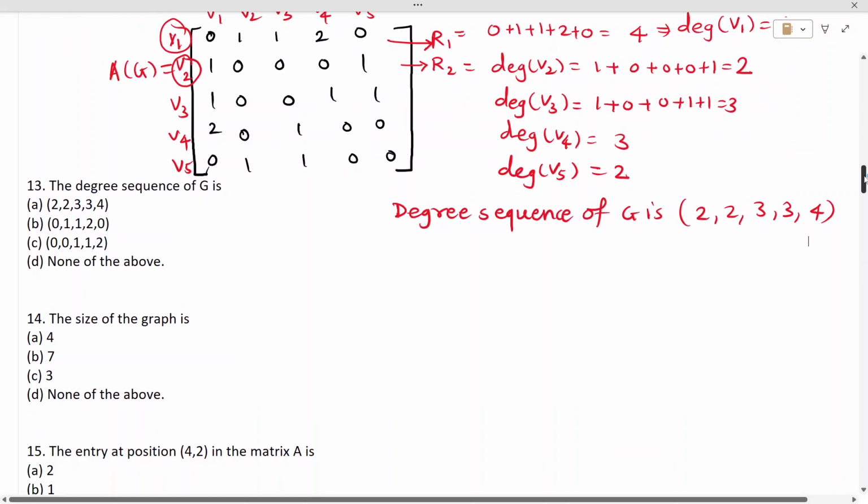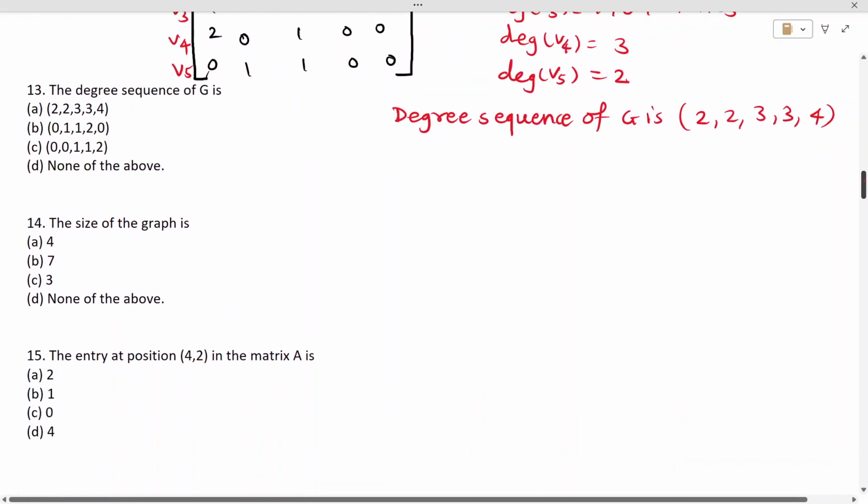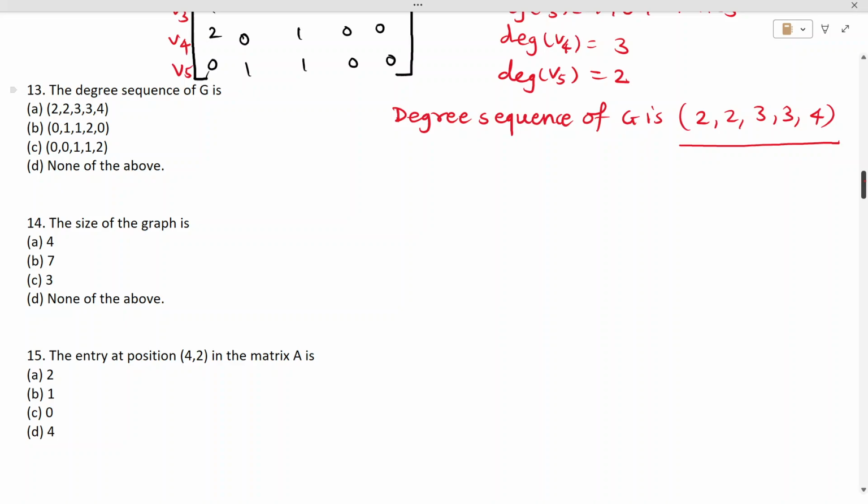So the 13th MCQ is, the degree sequence of G is. Already we have found the degree sequence is 2, 2, 3, 3, 4, which is given in option A. So option A is the correct option.